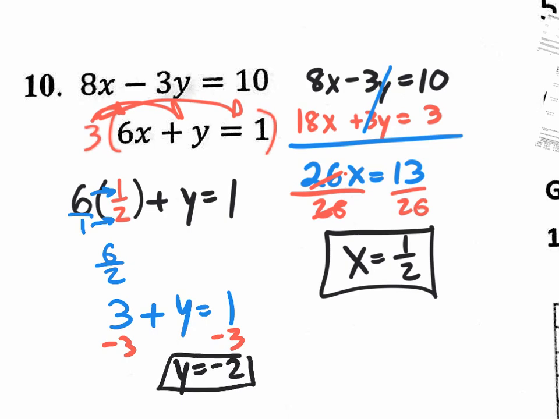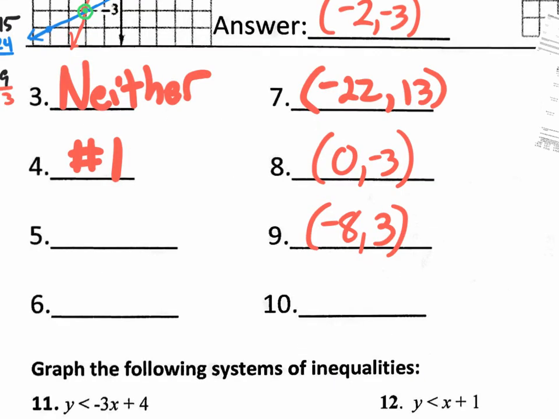So even this problem that had an answer as a fraction is not that difficult. Of course, you're going to write your answer as 1/2 comma -2. And let's flip the paper over and write that as the answer. So here we are, and we said 1/2 comma -2 for number 10.